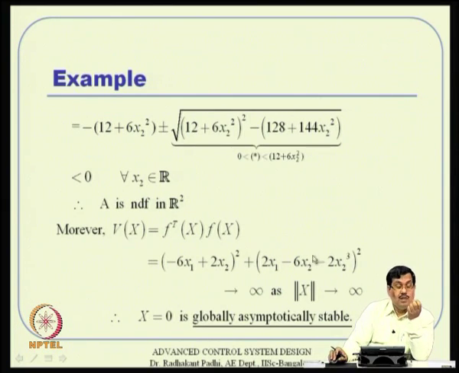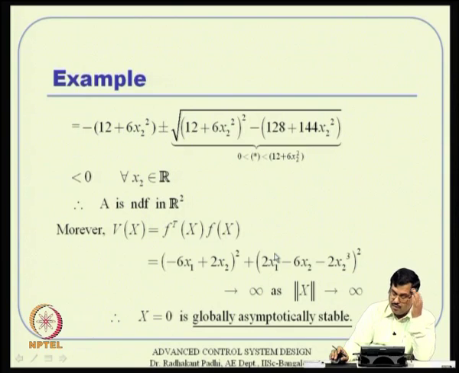This f transpose f satisfies all the conditions. If I evaluate at x equal to 0, that means x 1 and x 2 both equal to 0, this V of x is 0. If they are non-zero, this is a positive quantity. Remember, this is some expression whole square plus some expression whole square, so this is guaranteed to be a positive number. So, this expression is positive definite, and this is also radially unbounded. That means, if I go more and more away from the origin, this expression goes to infinity. So, as norm of x goes to infinity, this expression also goes to infinity. That means it is also radially unbounded.